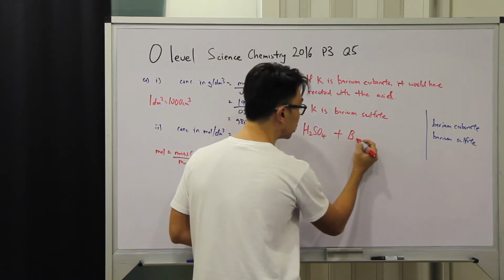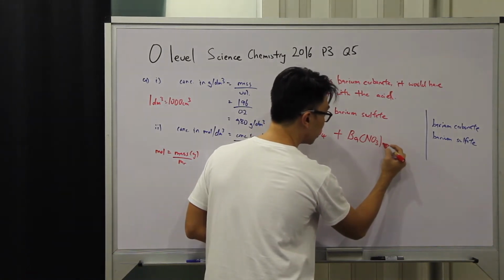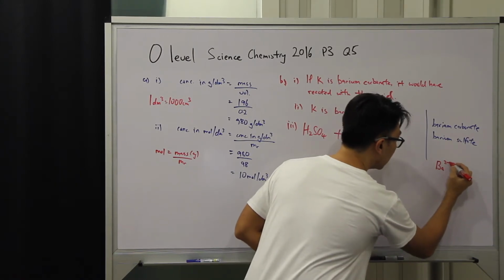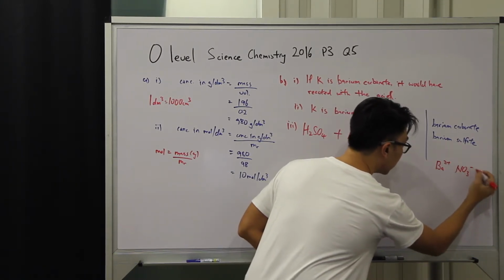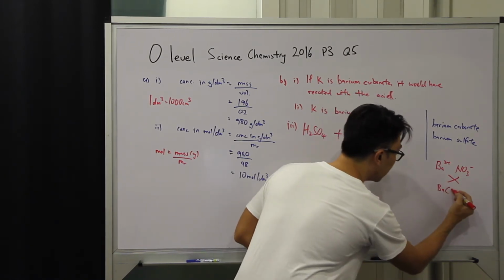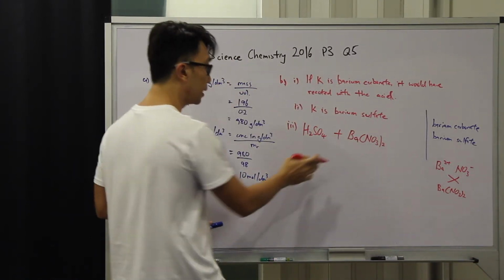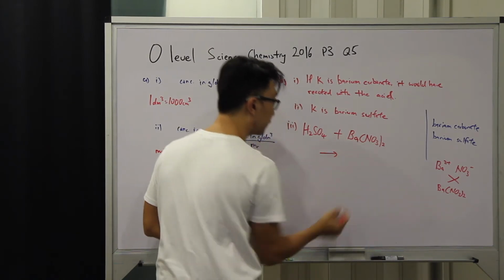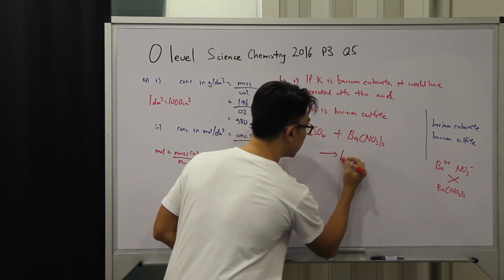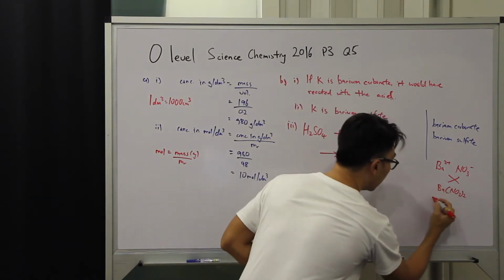Barium carries a 2 plus charge, and nitrate carries a minus charge. Therefore, our nitrate has got to have the 2. For those who are not too familiar, we have barium 2 plus, nitrate minus. When we cross, 1 barium is needed, but 2 ions of nitrate. This is how we balance the compound, and this is going to give us K, barium sulfate, which is BaSO4.